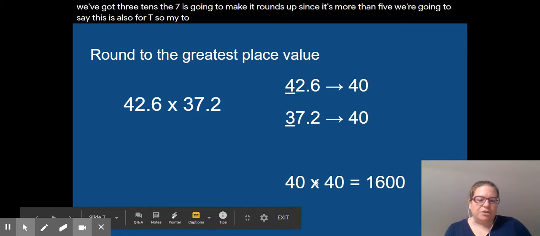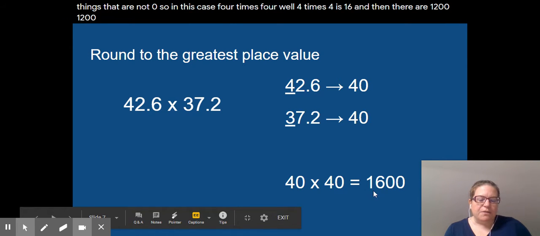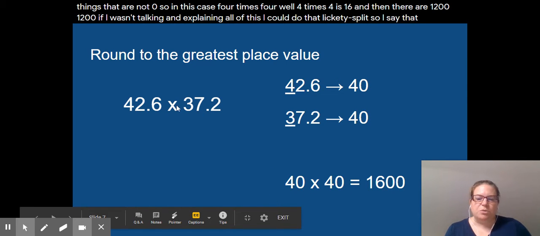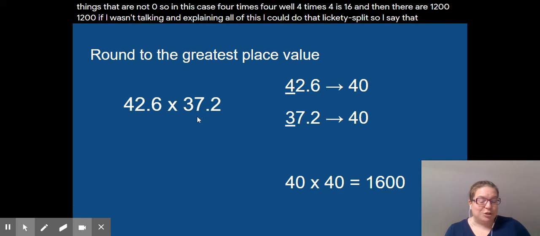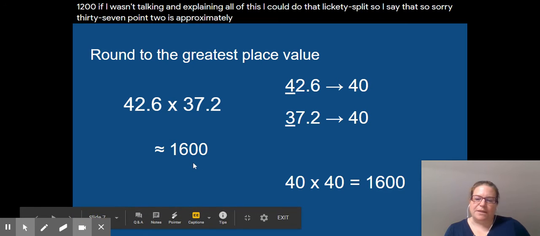So my two factors are 40 times 40. When I go to multiply these, look at the things that are not 0. So in this case, 4 times 4. Well, 4 times 4 is 16. And then there are 1, 2 zeros, 1, 2 zeros. If I wasn't talking and explaining all of this, I could do that lickety-split. So I say that 42.6 times 37.2 is approximately 1,600.